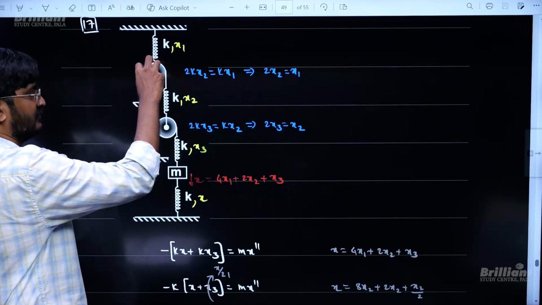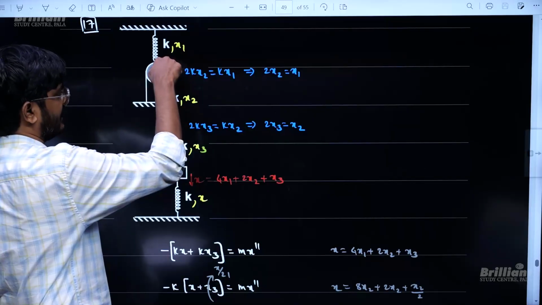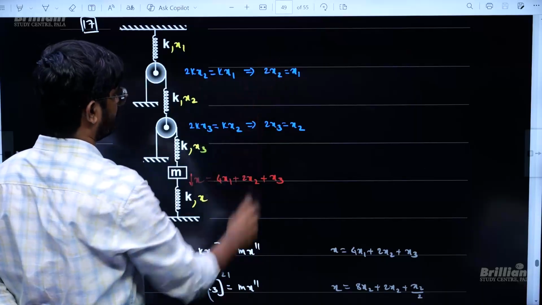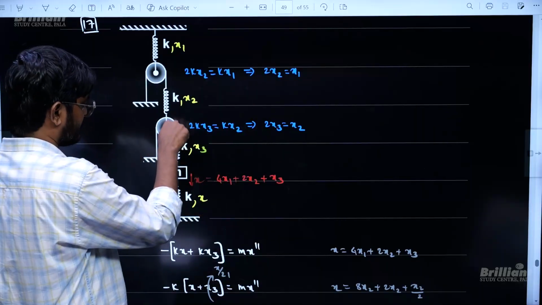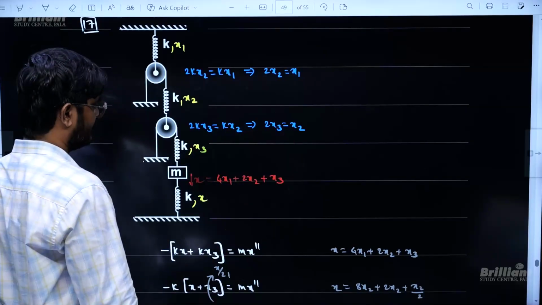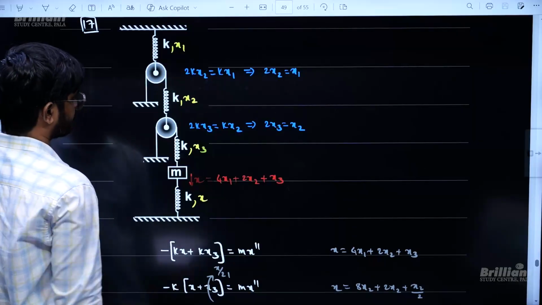Now, if I look at this pulley, that is massless, so net force should be 0. So, this force kx1 should be balanced by kx2 and kx2. From there, I will be getting the relation between x1 and x2. Similarly, kx3 should be balancing kx2. From there, I will be getting the relation. Now, understanding how this displacement is related to this.